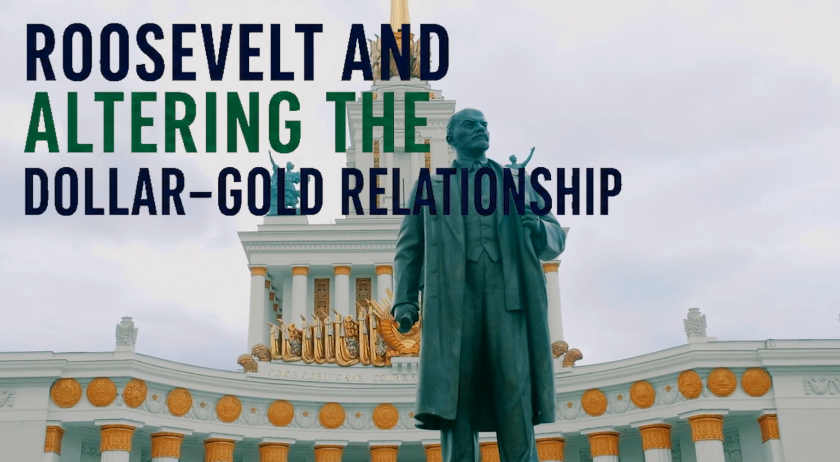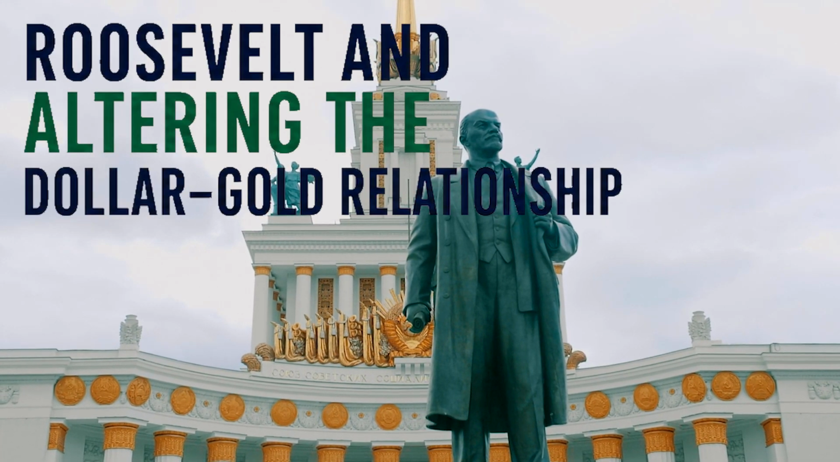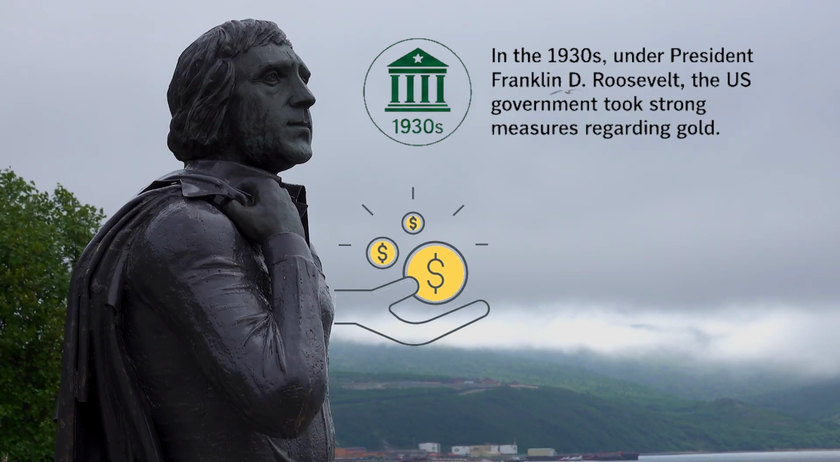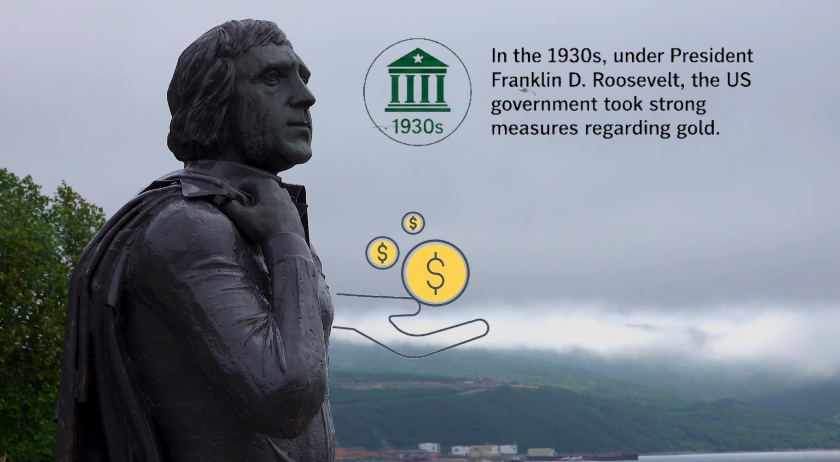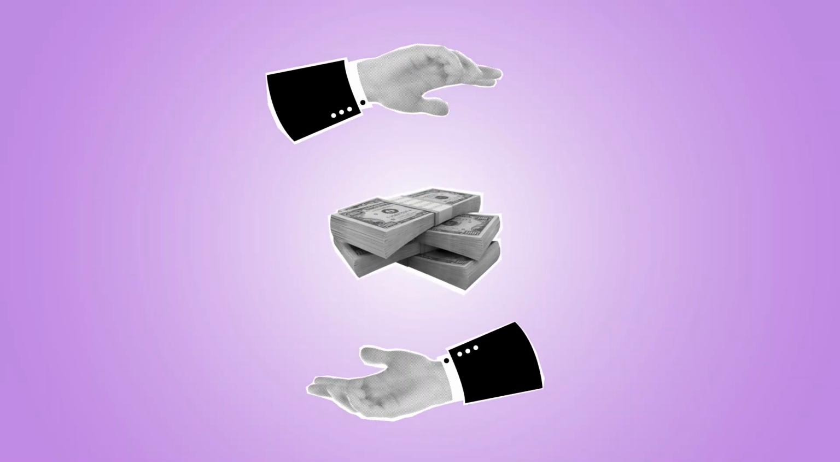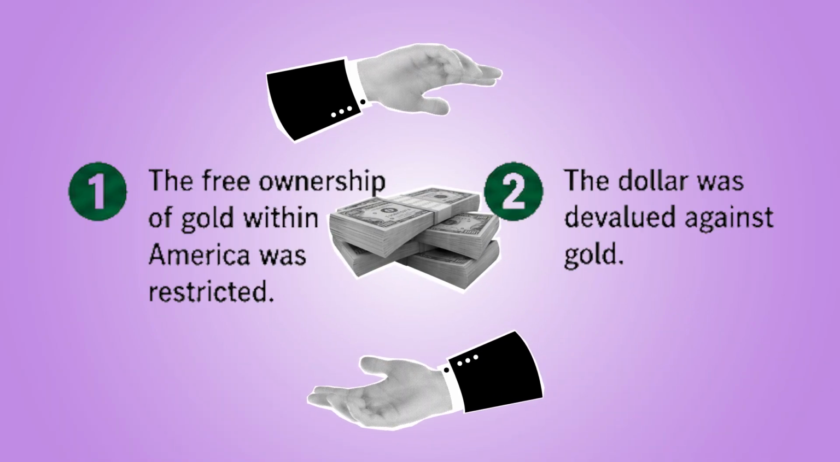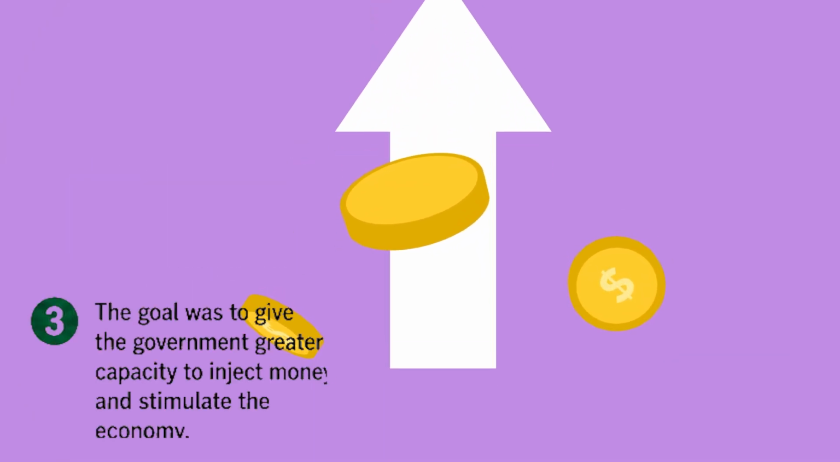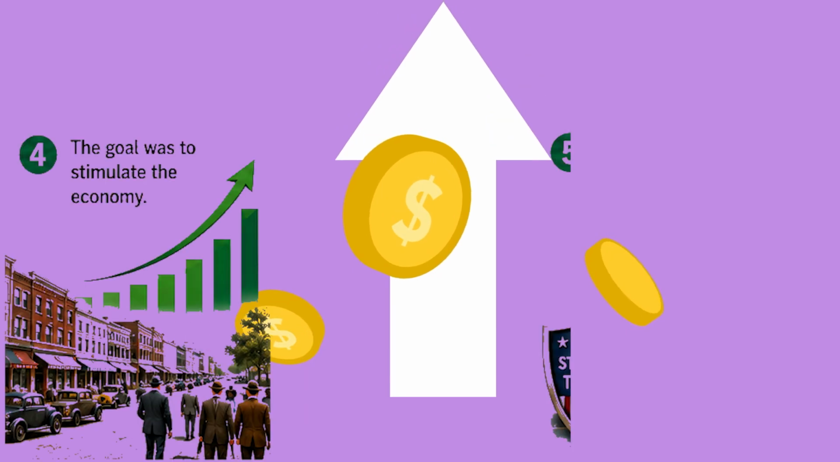Roosevelt and altering the dollar-gold relationship. In the 1930s, under President Franklin D. Roosevelt, the U.S. government took strong measures regarding gold. The free ownership of gold within America was restricted, and the dollar was devalued against gold. The goal was to give the government greater capacity to inject money and stimulate the economy.